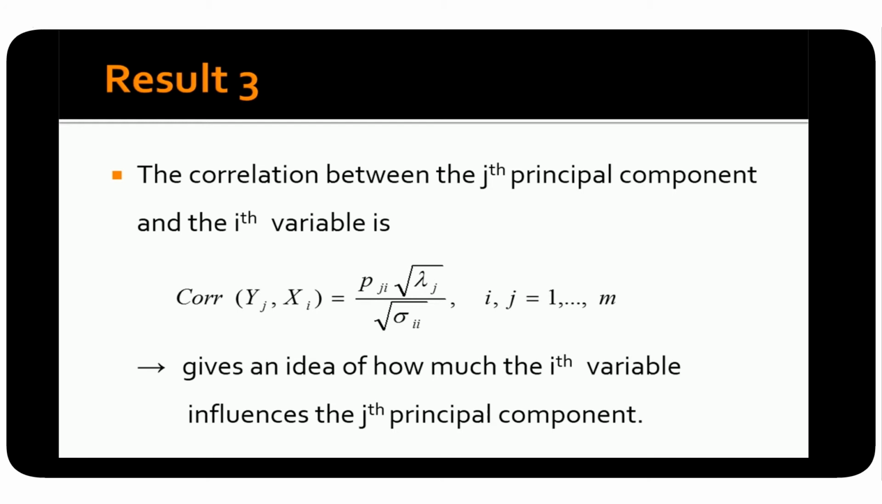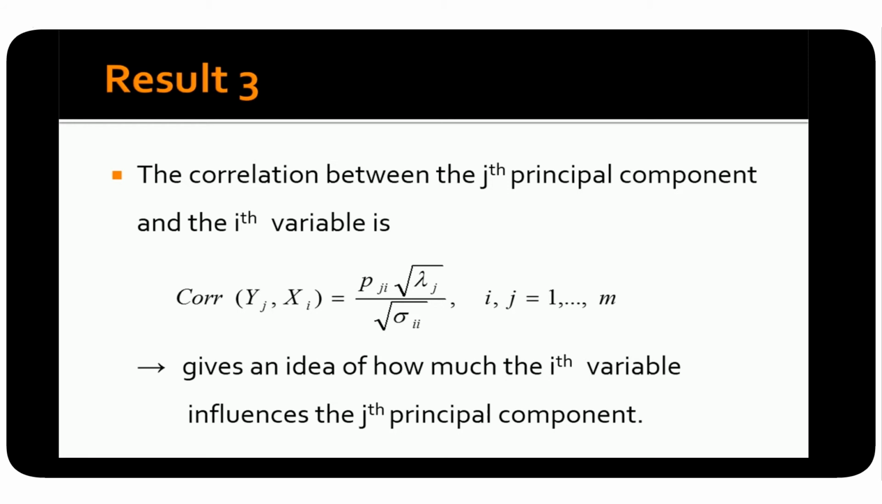Then, if you look at the correlation between the jth principal component and the ith variable, that is given by p_ji into square root of lambda j divided by the square root of sigma ii. Basically, sigma ii is the variance of the ith variable, that is variance of xi. And what does this result actually tell us? It tells us the impact of the ith variable on the jth principal component.